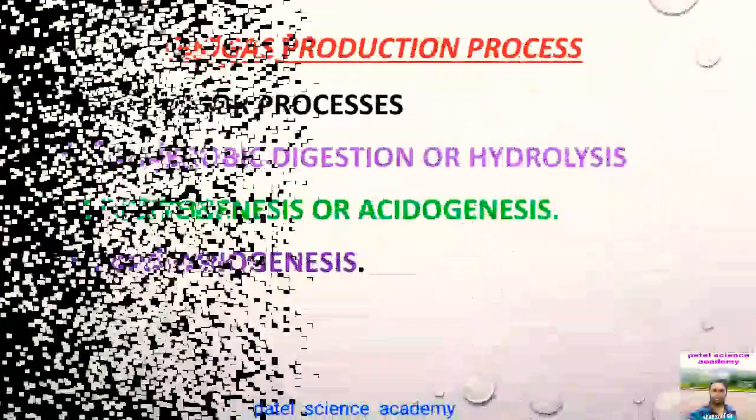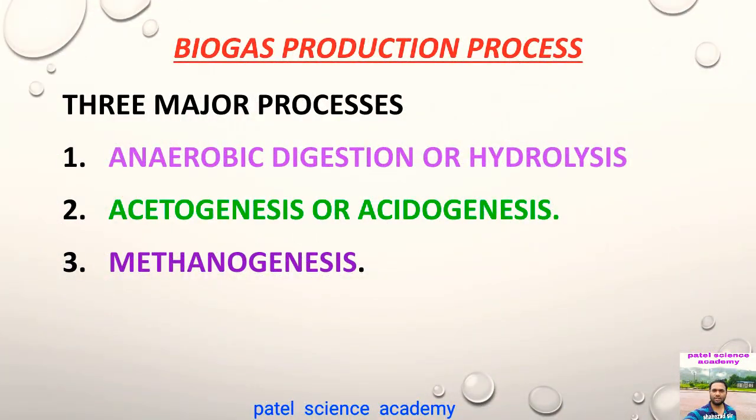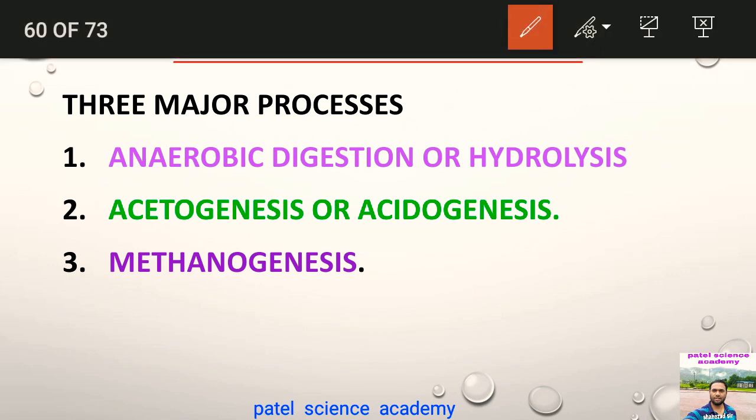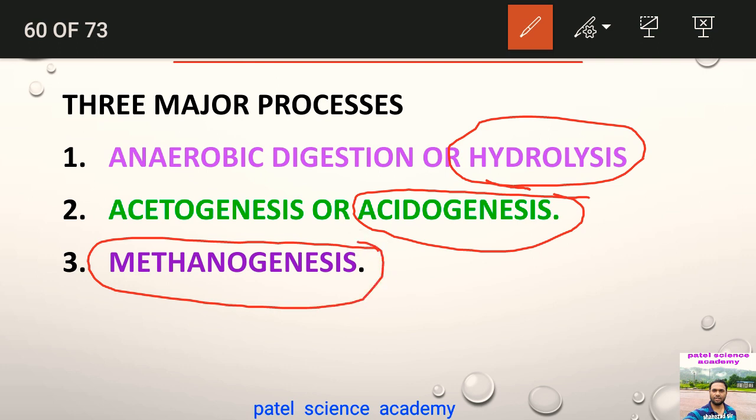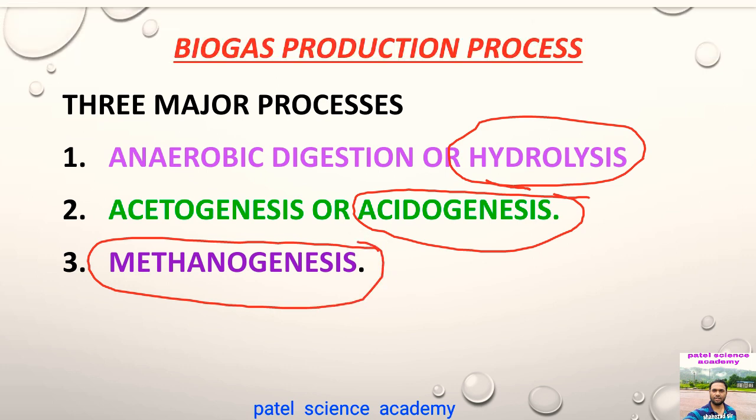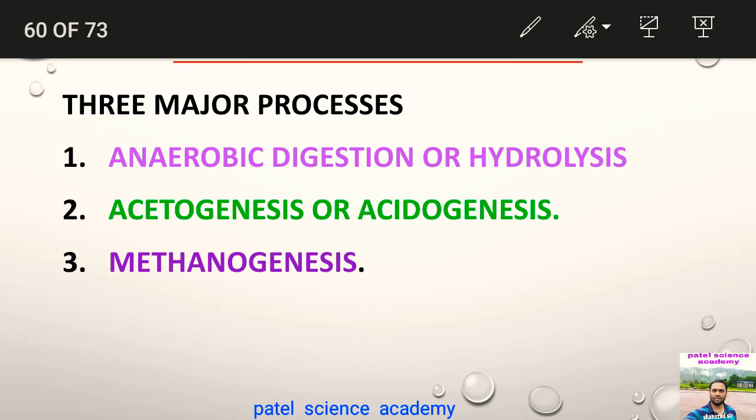Here students, the biogas production process, as I told you, involves three steps, and by those three steps we'll learn how this plant waste material and the other material is converted into the gas. So the first step is hydrolysis, then acidogenesis is the second step, and the third step is methanogenesis. So we'll see all these three steps of the biogas one by one.